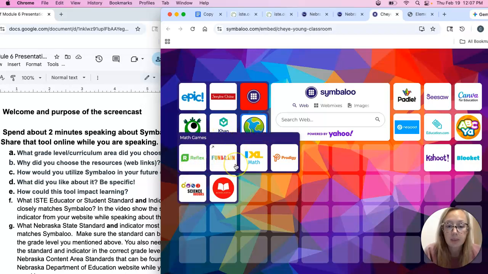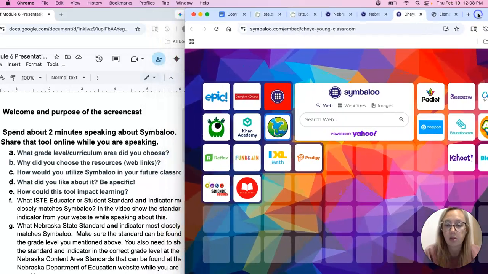I chose these because these are what I know that the school that I am in as a para now uses. IXL Math, Reflex, and then we use Scholastics quite a bit for science and social studies, and then Khan Academy Kids and Epic, we do use those as well. So those were some bigger ones, and I also threw in some of the tools that we have already discussed in previous modules.